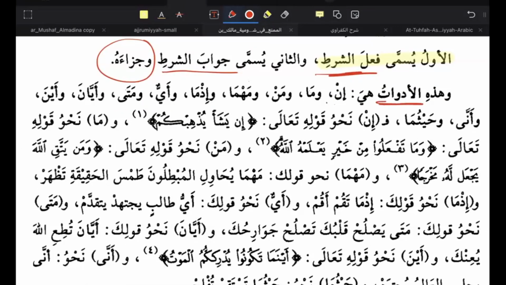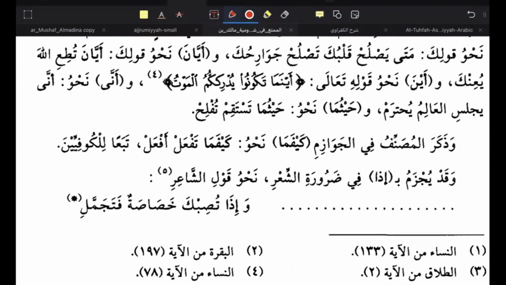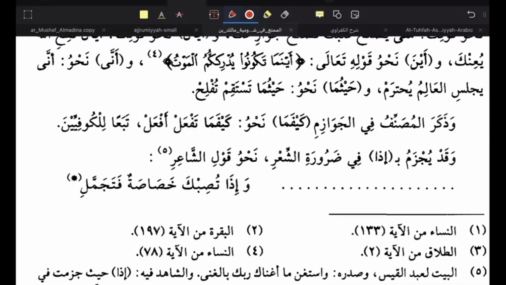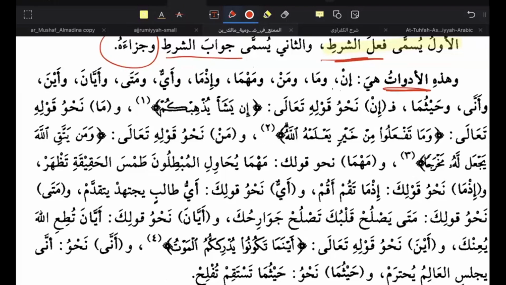وهذه الأدوات هي. See, he's using the word أدوات. He's not saying حروف. He's not saying أسماء. To be on the safe side, he's saying أدوات, because this will include both ism and harf, because it looks like he really doesn't want to get into this discussion. Now, وهي إن, ما, and he lists all of them. Okay, so I'm not going to read from here. I'll just read as he gives more examples.